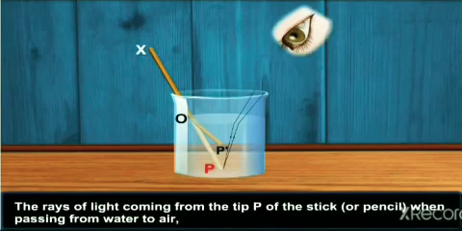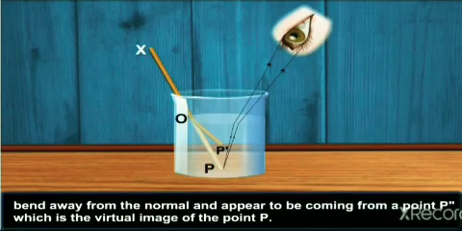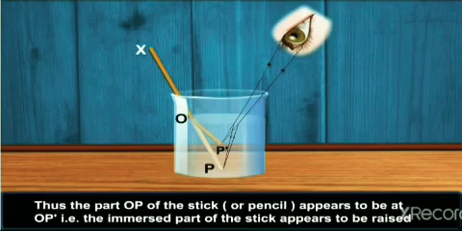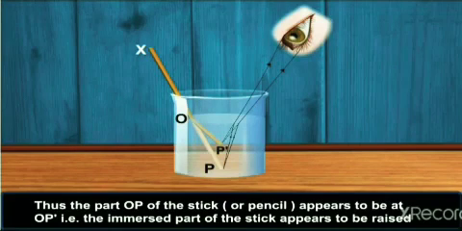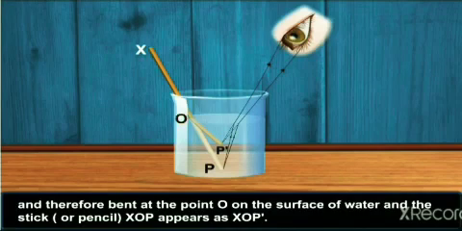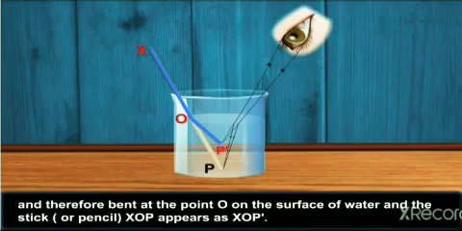The rays of light coming from the tip P of the stick or pencil, when passing from the water to air, bend away from the normal and appear to be coming from a point P', which is the virtual image of the point P. The same is true for every point of the stick or pencil inside the water. Thus, the part OP of the stick or pencil appears to be at OP'. That is, the immersed part of the stick appears to be raised and therefore bent at the point O on the surface of water, and the stick or pencil XOP appears as XOP'.